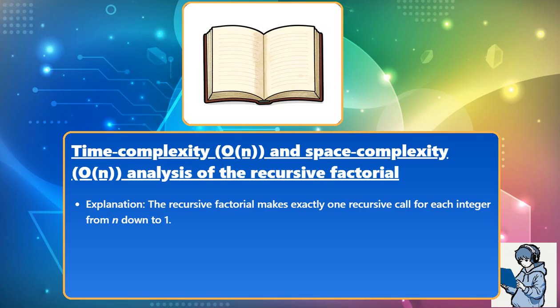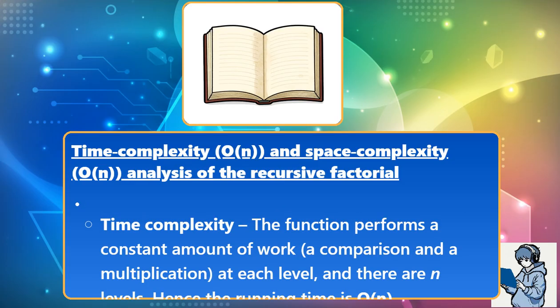Explanation: the recursive factorial makes exactly one recursive call for each integer, from n down to 1. Time complexity: the function performs a constant amount of work, a comparison and a multiplication, at each level, and there are n levels. Hence the running time is big O of n.